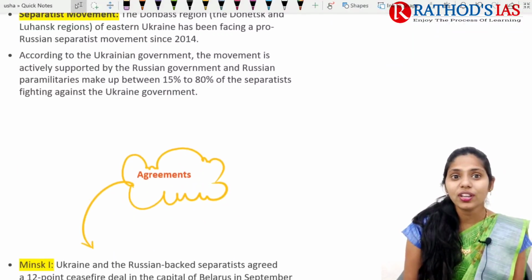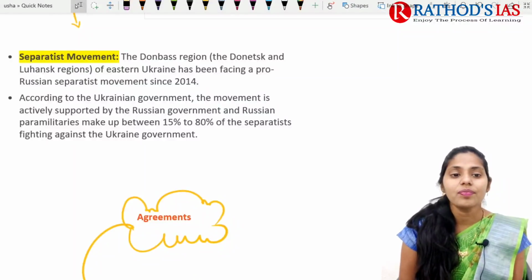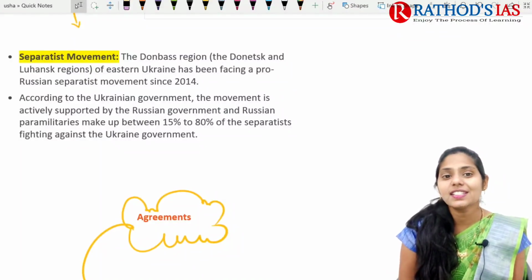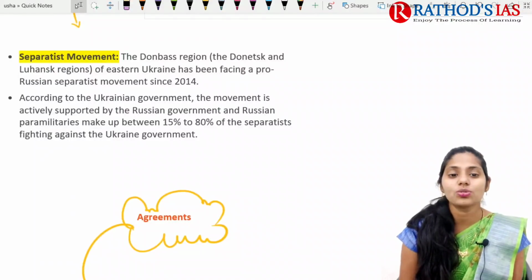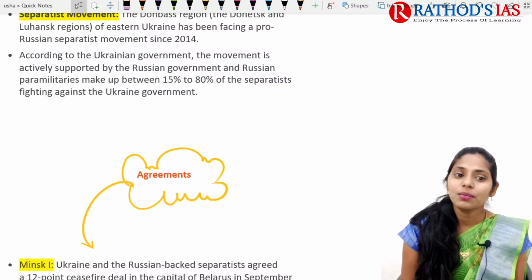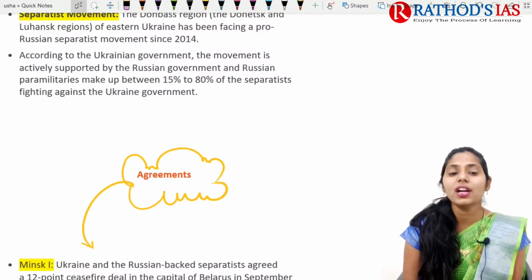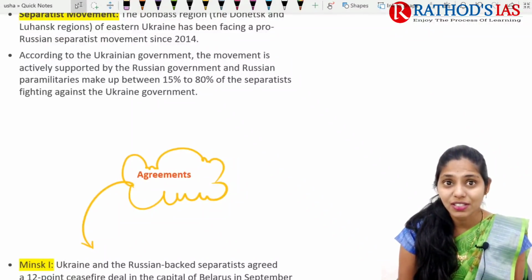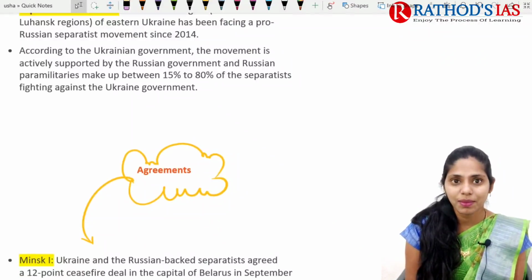If you are talking about the separatist movement, the Donbass area, located in the eastern part of Ukraine, has been facing a Russian separatist movement since 2014 onwards. According to the Ukrainian government, this movement is actively supported by the Russian government as well as Russian paramilitaries. This is one of the allegations made by Ukraine.